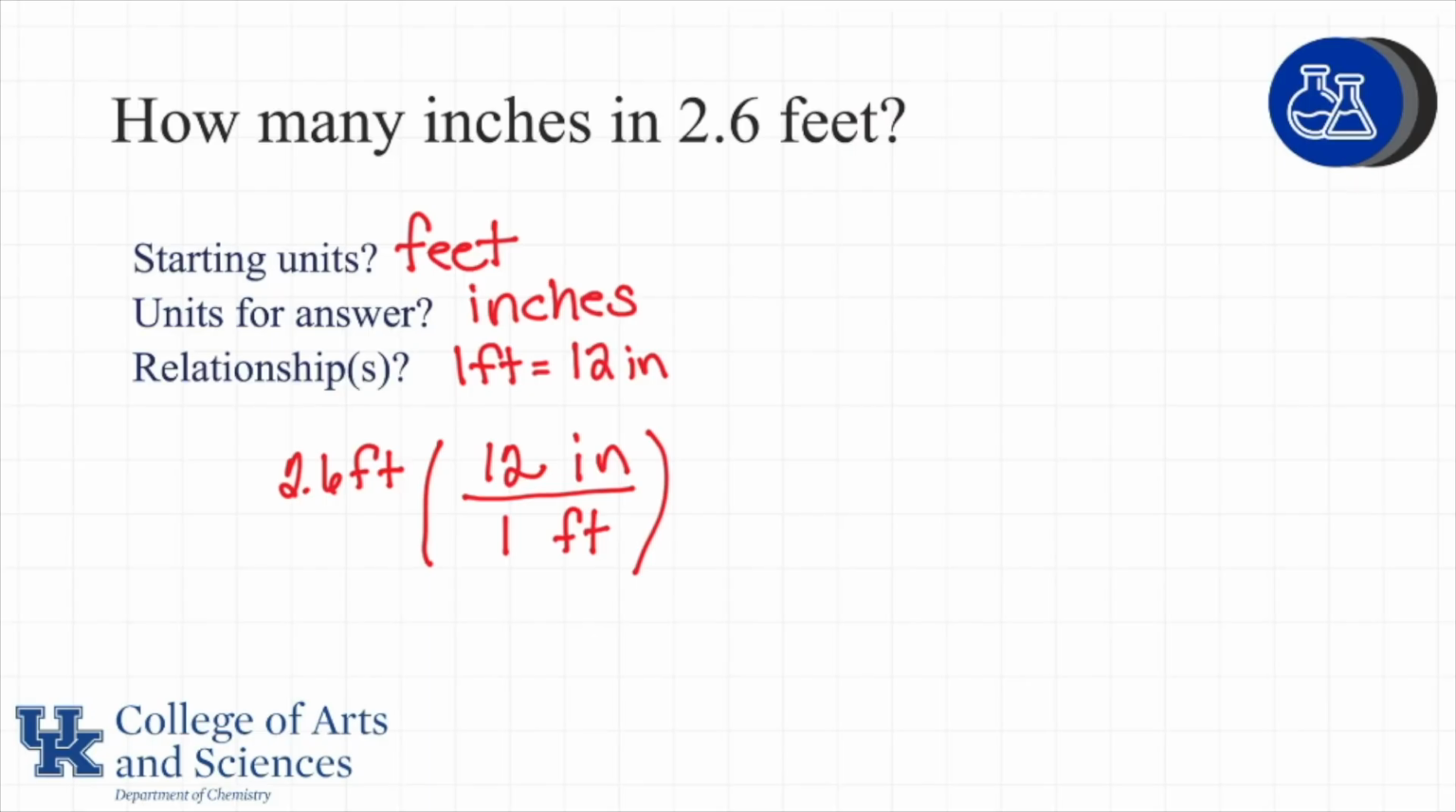It's 12 inches is 1 foot. So there's an equality there. Anytime I have a numerator and denominator, there must be some equivalency there. So 1 foot equals 12 inches.